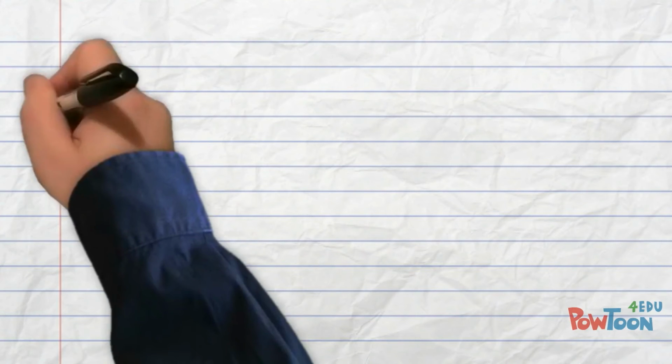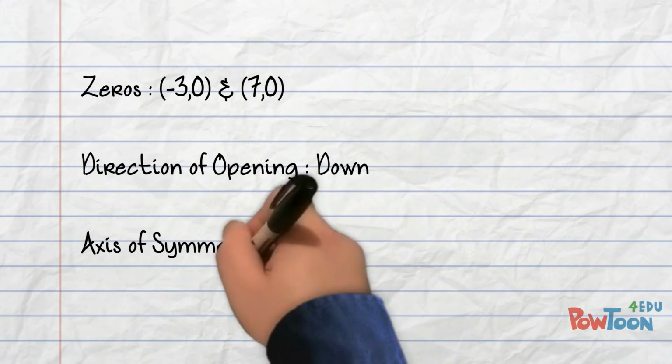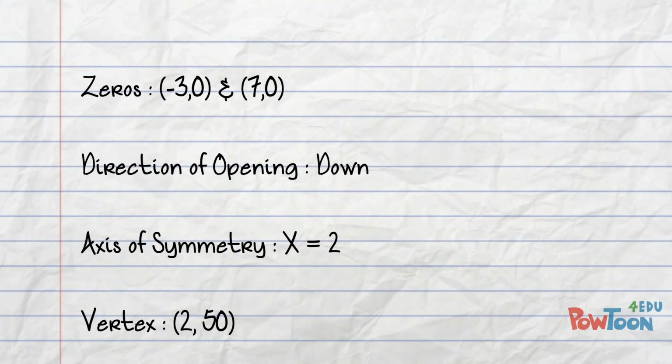Now that we have the zeros of negative 3 and 7, the direction of opening, which is down, the axis of symmetry, which is x equals 2, and the vertex of 2, 50, we are able to sketch our function.